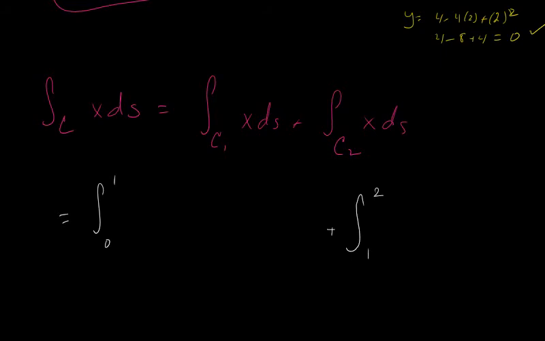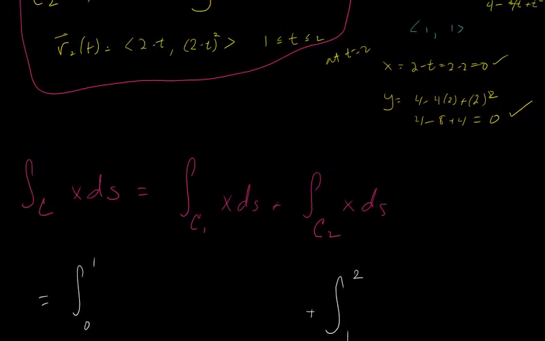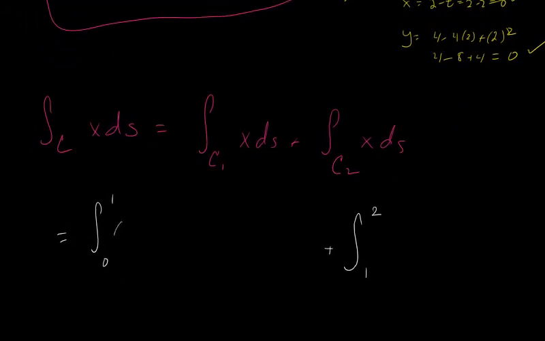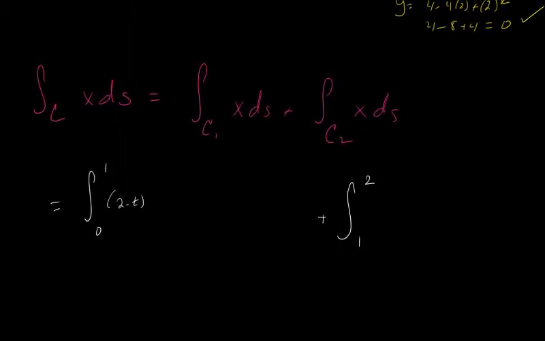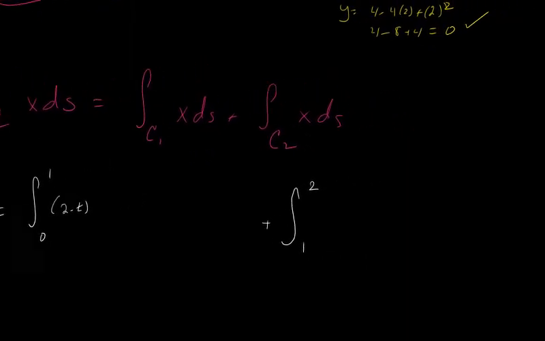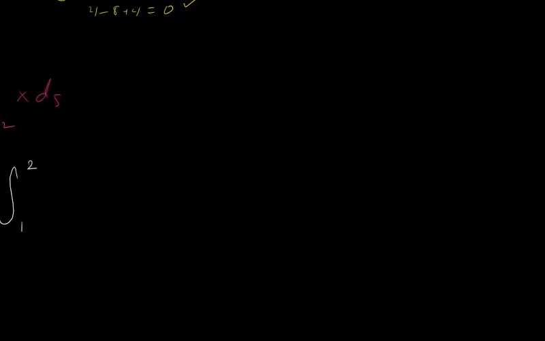Our function is x. For the first one, x of t is 2 minus t. So that's our function value right there, 2 minus t. And ds is just the magnitude of r prime dt. I should probably write that down. That's kind of a big deal. Let's do that. I'm just going to jot over here to the right. Sorry, I know, I'm getting motion sickness.